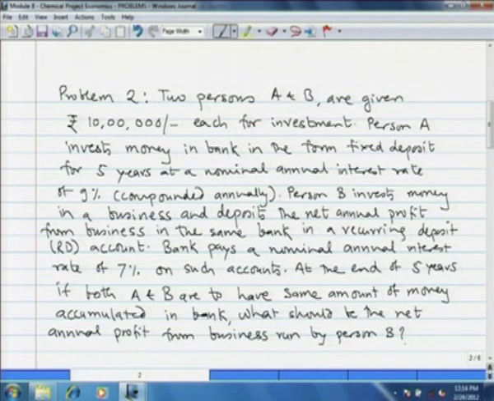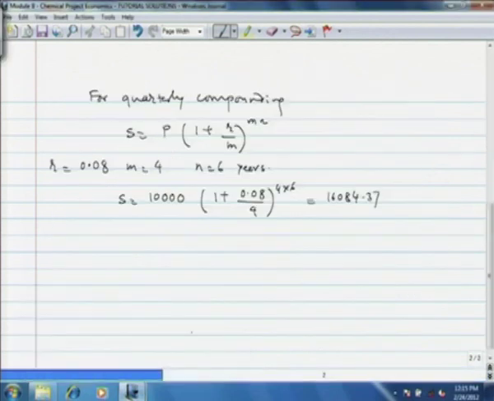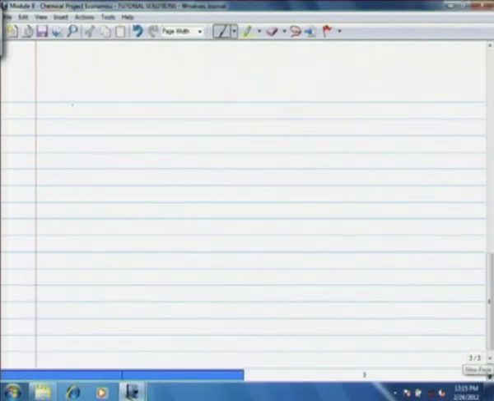At the end of 5 years, if both A and B are to have the same amount of money accumulated in the bank, what should be the net annual profit from the business run by person B, which he should deposit in his recurring deposit account? Now, here we have to use two formulae. Here there are two concepts. One is the concept of simple compounding and next is the annuity.